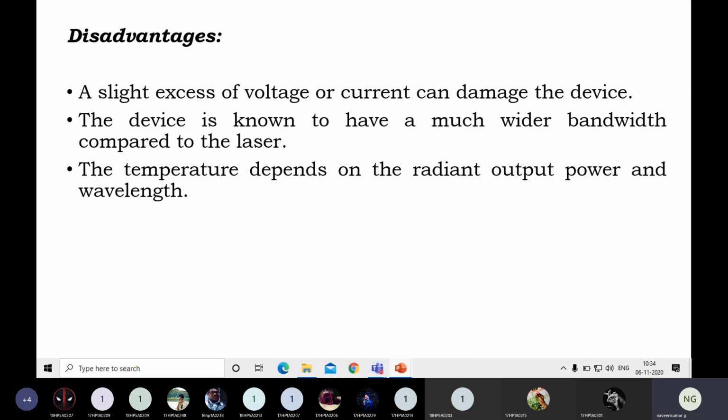The device is known to have much wider bandwidth compared to the laser. So sometimes direct exposure may affect the eyesight. Next, temperature depends on radiant output power and the wavelength. If the radiant output power and wavelength go beyond, the temperature of the LED light also increases. It may sometimes be harmful. LED lighting may increase the temperature inside a closed surface or a room.